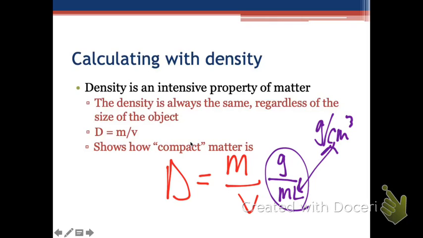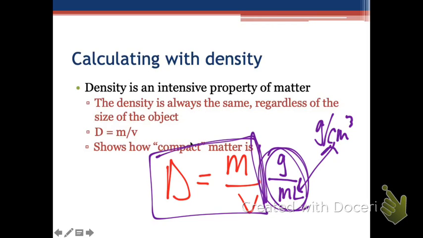D equals M over V, that's the equation. That's how you solve it. This is the units. That's what you'd label it with. Grams per milliliter. Okay? You can label it with different things, but it is dependent upon what your mass is measured in and what your volume is measured in. If I have kilograms over liters, that's how I would measure my density, kilograms per liter. So it just depends on the units you're given for your mass and your volume. Okay?